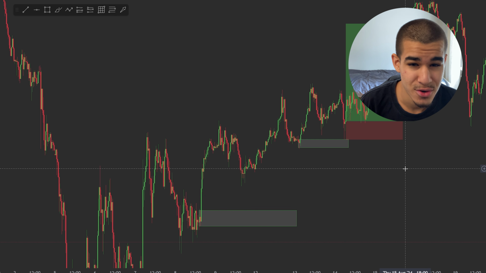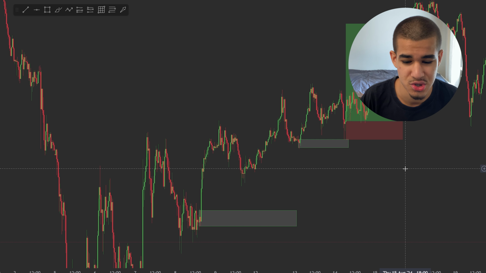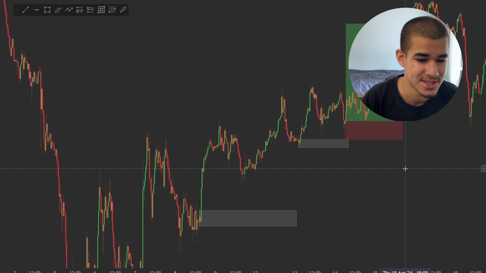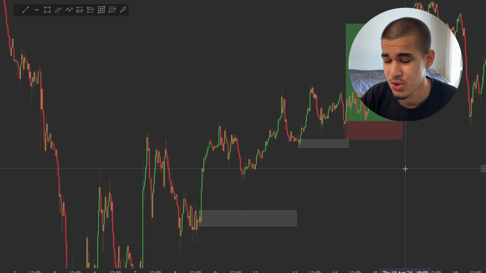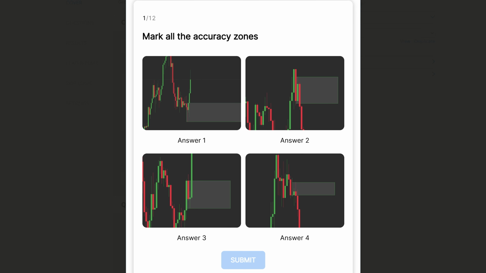All right, now for the quiz part. I'm going to quickly make a quiz that you can do, and I'm just going to ask you questions on: is this a valid trade, is this not a valid trade, is this a good demand zone or a bad demand zone? Just do the quiz, let me know in the comments the results, and stick around. Okay, so let's start with the quiz. First, mark out all the accuracy zones.